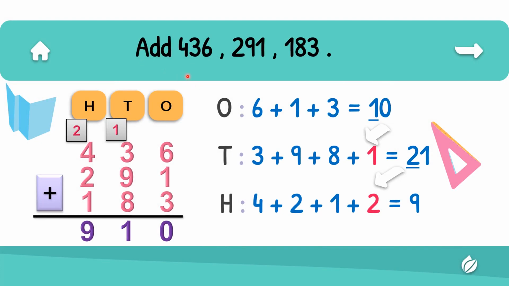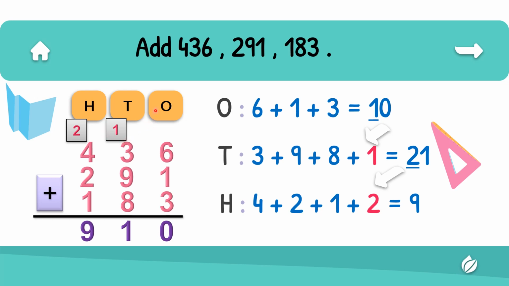Add 436, 291 and 183. What you will do at first? Correct. First you will arrange these numbers vertically in columns. You will write 436, 291 and 183 on ones, tens, hundred columns.